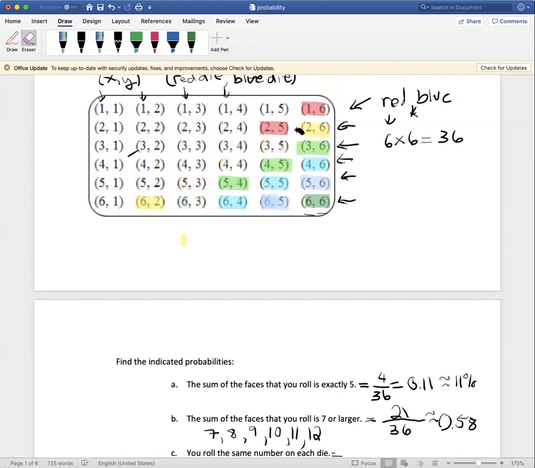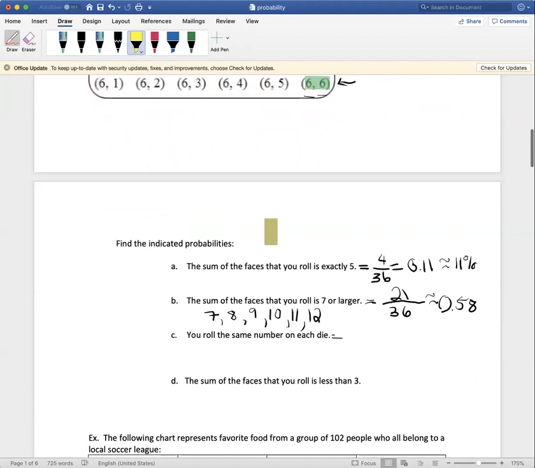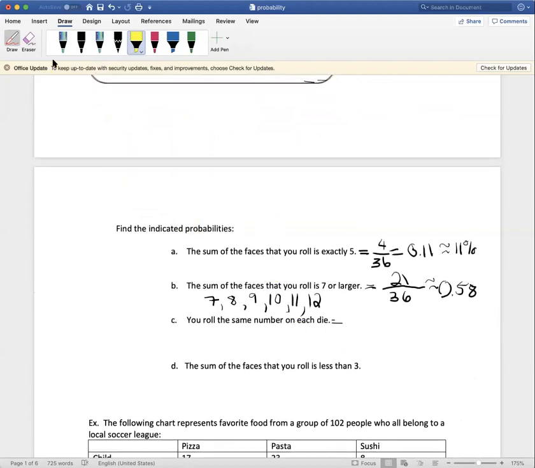Hold on, let me erase these here. Oh, well, here's an example. Here's actually 2 examples of where we have the same number on each die, right? We have 6, 6, and we have 5, 5. Let's see if there's any other ones. Here's 4, 4, 3, 3, 2, 2, and 1, 1. So out of those 36 options, 6 of them are going to give us the same outcome on each die. So we'll call that 6 out of 36. And if we simplify that, 6 out of 36 gives us 0.17, rounded to 2 decimal places.